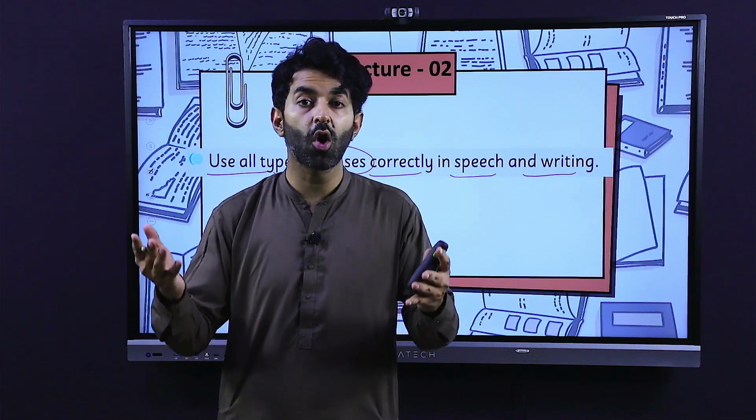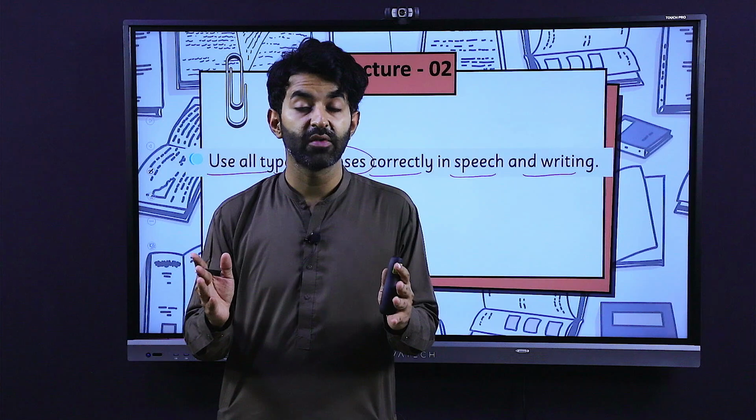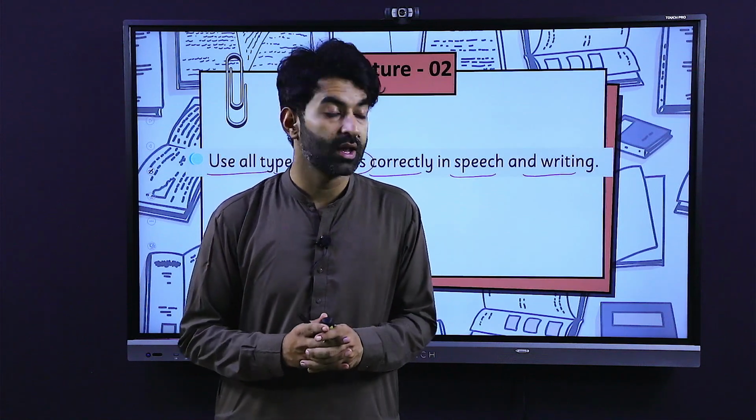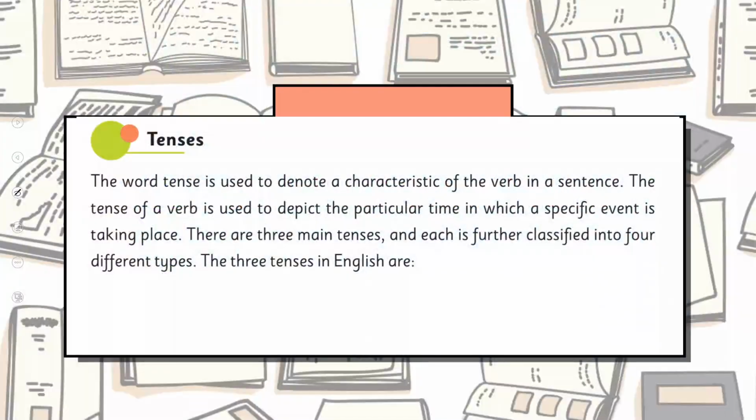I hope that now you're recalling your concept of tenses, and if you have any kind of confusion, it would be clear from this lesson. So bear with me, brace yourselves, and let's begin our lesson. Now, let's talk about tenses. What are they? The word tense, the singular word, is used to denote a characteristic of the verb in a sentence. What characteristic? Either the verb is used in the present form, in the past form, or so on. So this is all about that. The tense of a verb is used to depict the particular time.